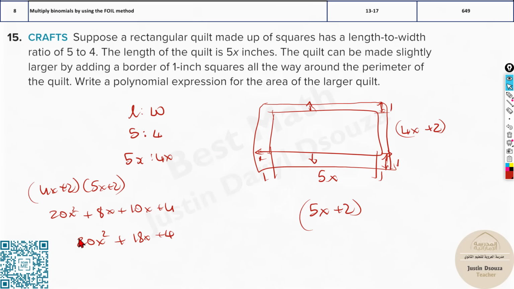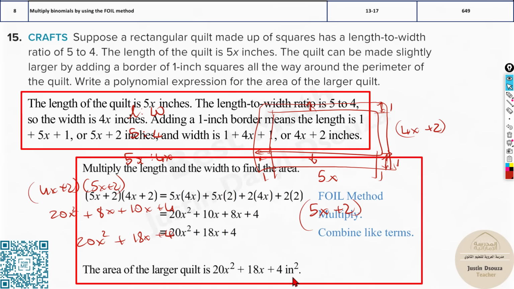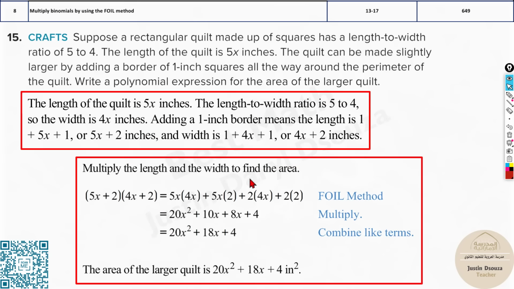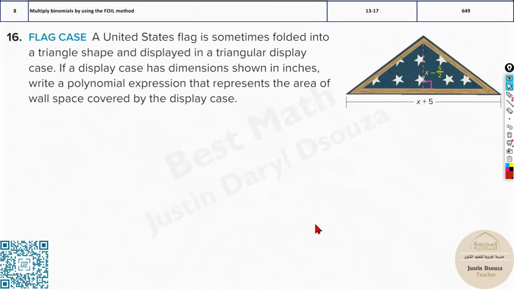So yeah, it should be 18. Yes, it's correct. 18 plus 4. It's inches squared. The area will be in power 2, right? Degree square. So it's inches squared.